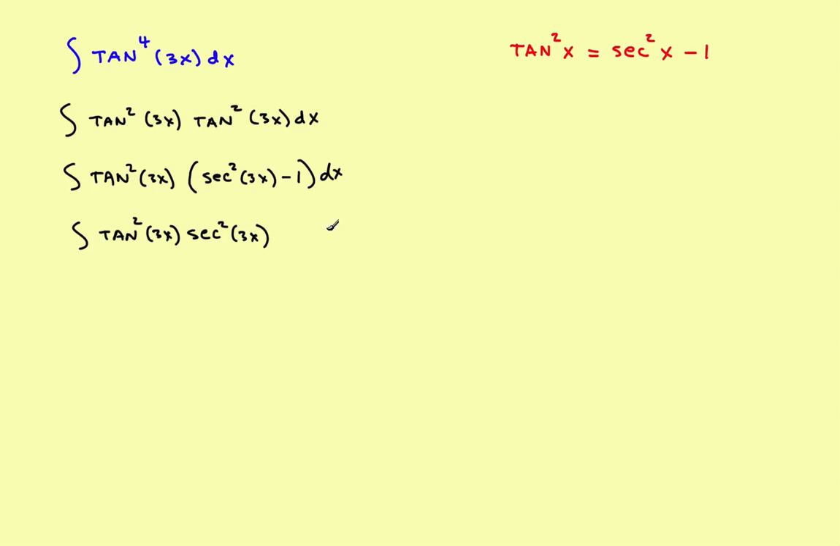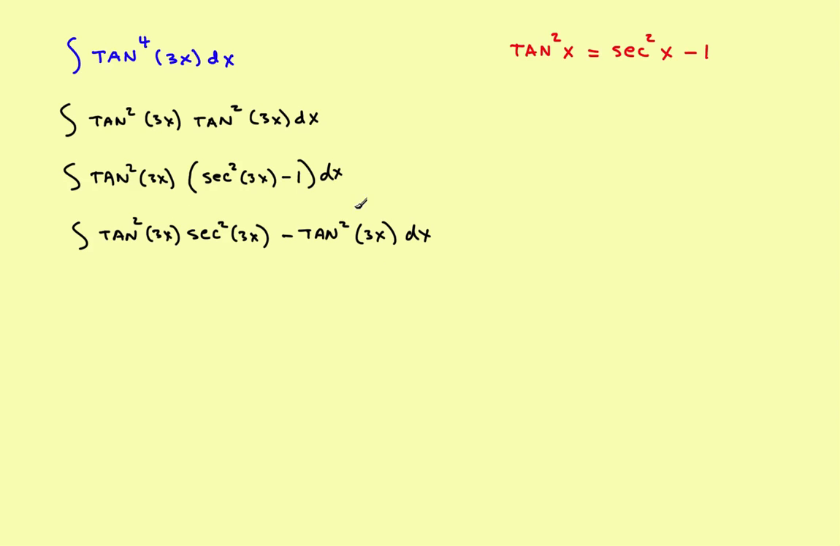Then tangent squared times negative 1 would give you minus the tangent squared of 3x. And then you'll have a dx over here. Now you're kind of on the way to the right spot. If you look at this one right here, the integral of the tangent squared times the secant squared, you should see something there. The derivative of the tangent will get you to the secant squared, so you're going to be able to do something with this integral using u substitution.